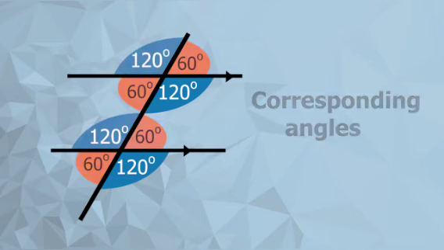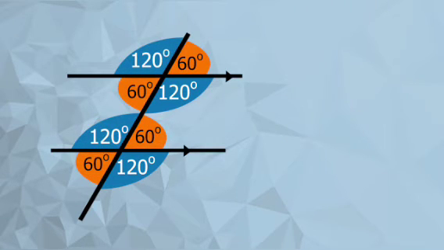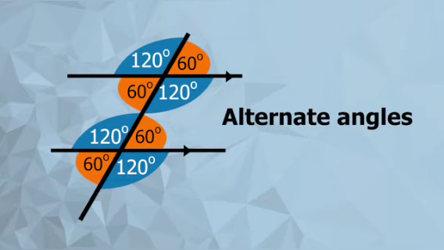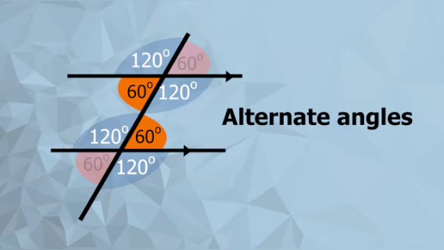So you also have alternate angles. When you have angles that are opposite each other of the transversal, you call them alternate angles. Here are some examples to describe this.